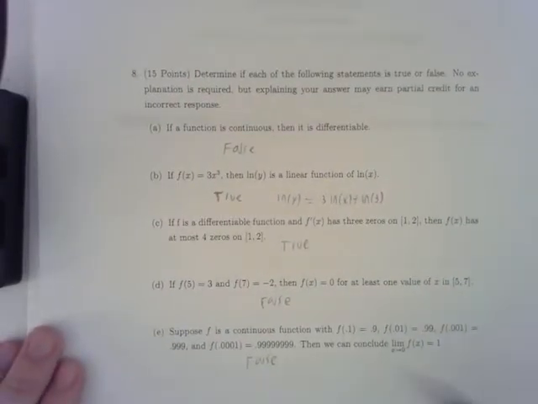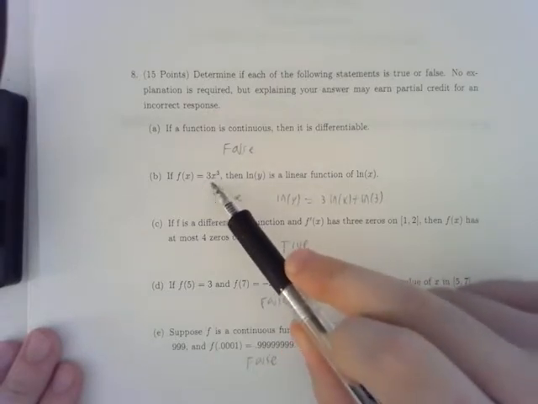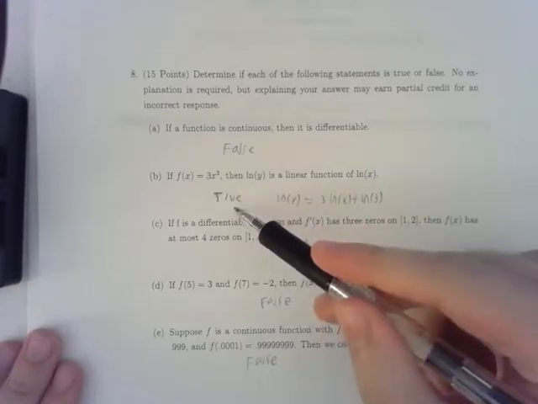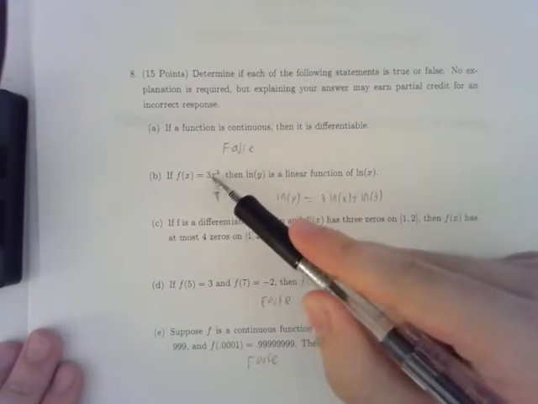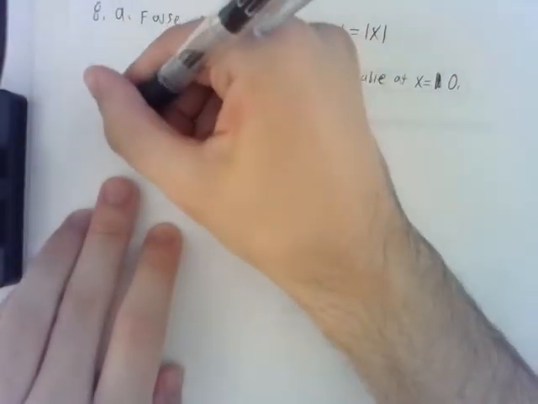Okay, so now let's look at problem B. We're told if f of x is equal to 3x cubed, then log of y is a linear function of log of x. So this is a true statement. This is basically saying that if you have a power function like this, then the log-log plot will be linear. So let's see how that works.